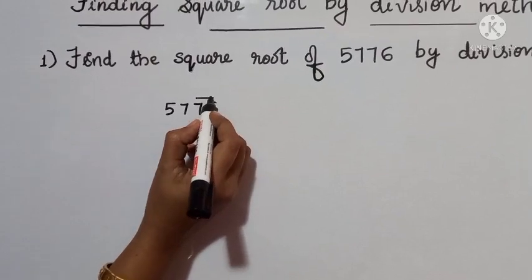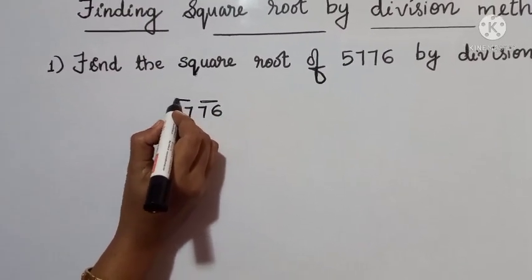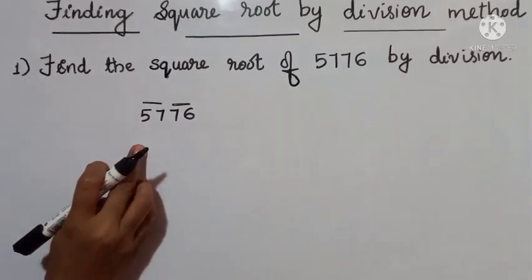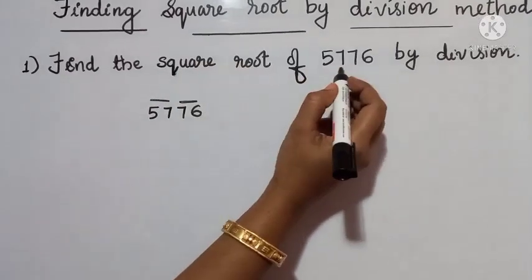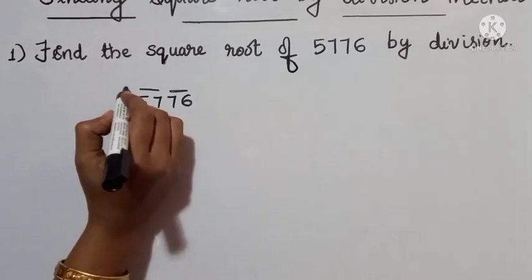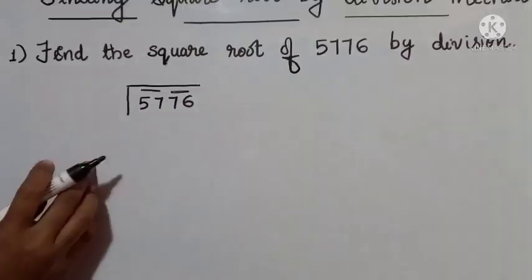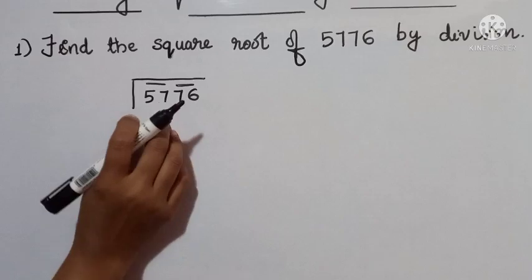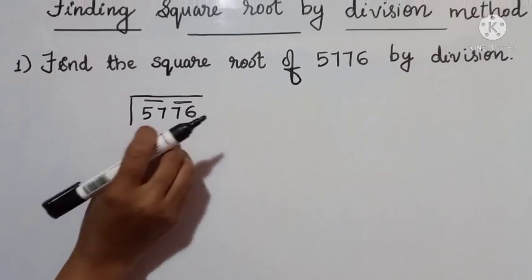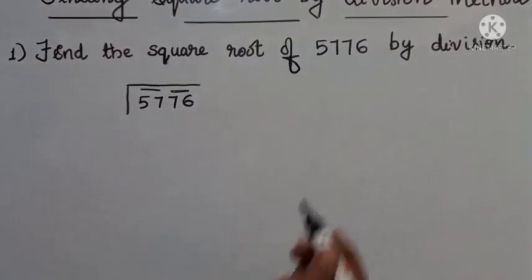Here 7, 6 is one pair, another pair is 5, 7, that is 57. So we have two pairs here, so the square root of 5776 is a two-digit number. Then we do the division, and for that we have to know the perfect square number which is coming closer to 57 but less than 57.